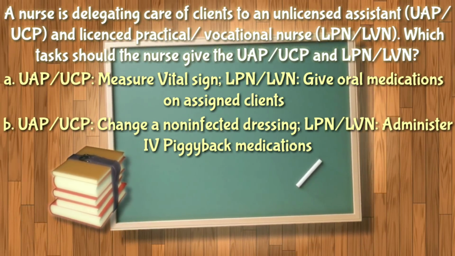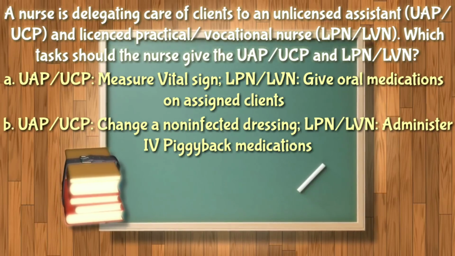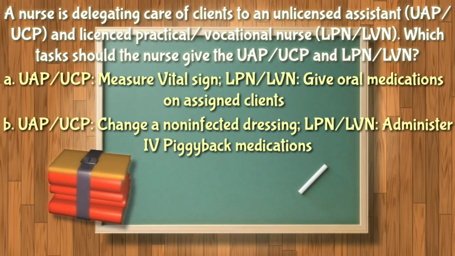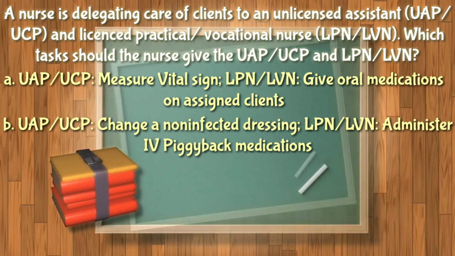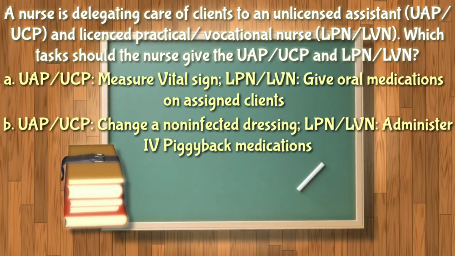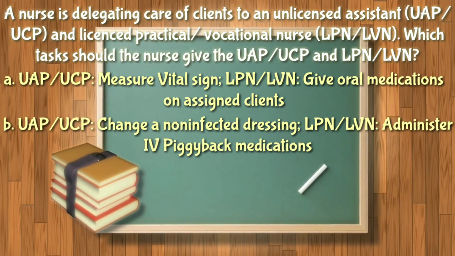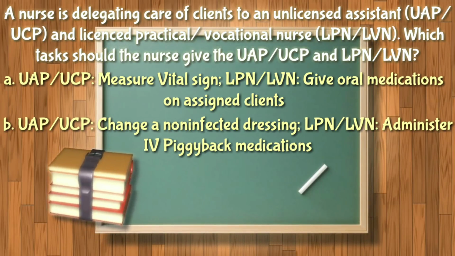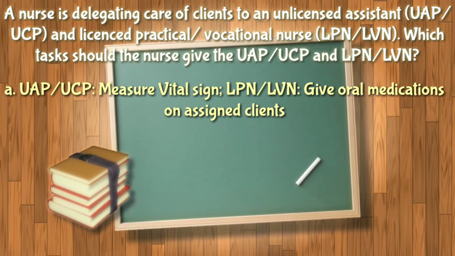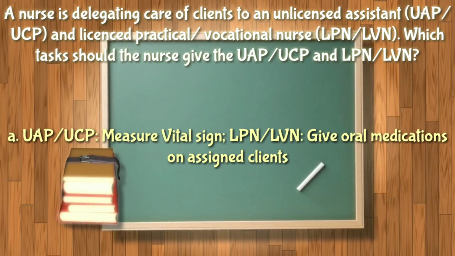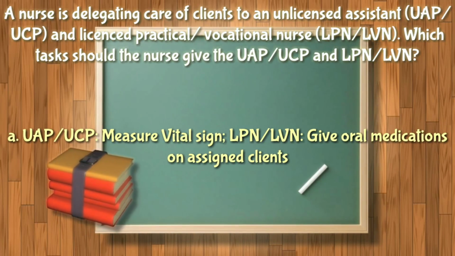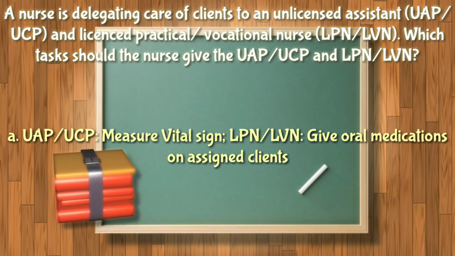In some facilities, UAPs or UCPs are allowed to change dressings. So letter B might be correct. However, the scope of practice for LPNs or LVNs does not allow them to administer IV medications. Though it is a piggyback medication, the LPN is not allowed. So the correct answer is letter A, in which the UAP is allowed to measure vital signs and the LPN or LVN is allowed to give oral medications to assigned clients.